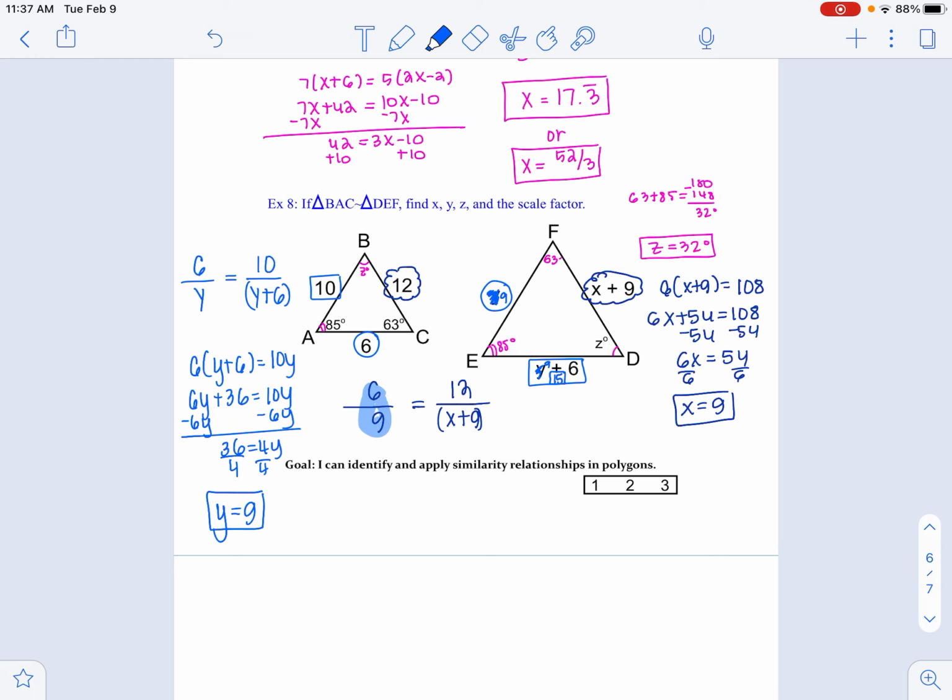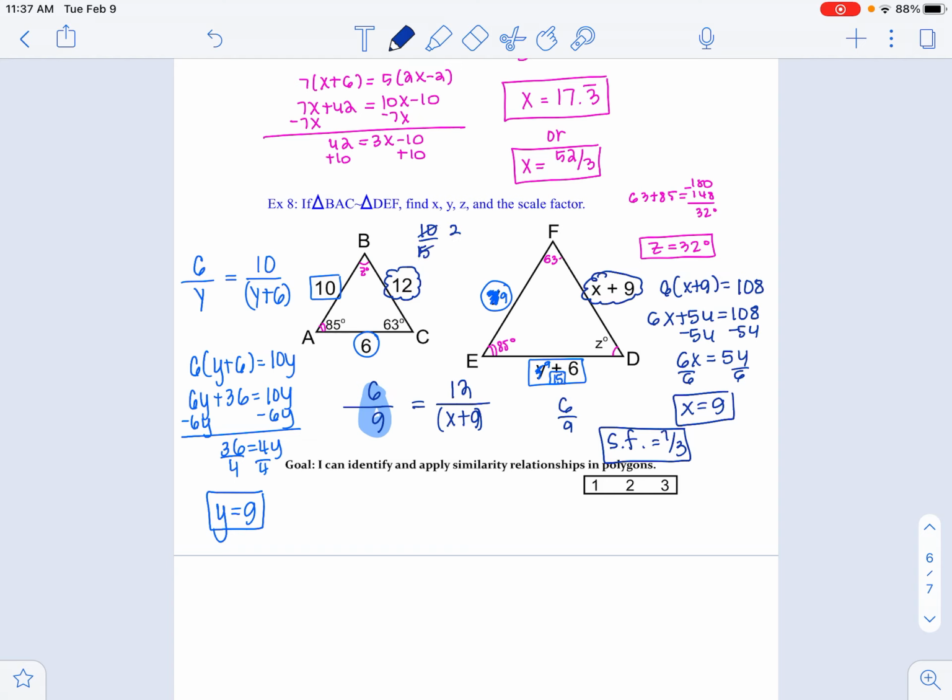All right, the last thing you have to do is get your scale factor. I'm just going to use this 6 over 9 to get my scale factor, right? So I'm going to do the 6 over the 9, and my scale factor is 1/3. You could have used the 10 over 15.